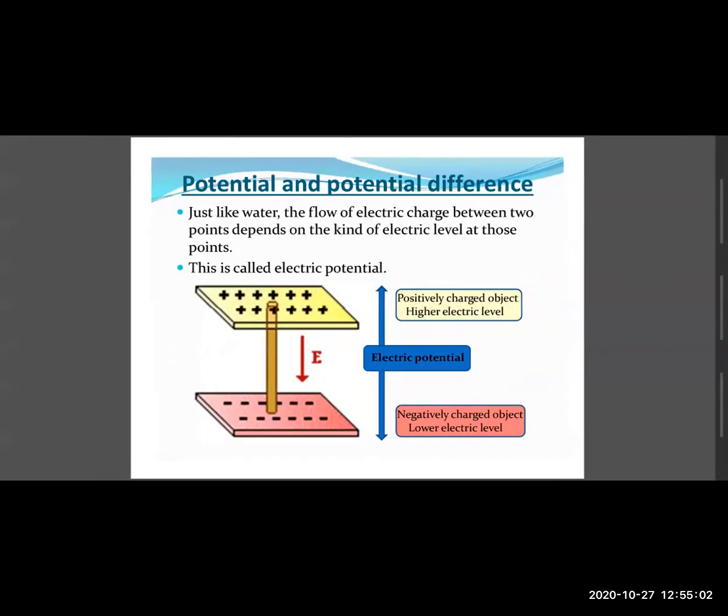Then further, potential and potential difference. Now here we had seen the example of two charged conductors or two charged plates, right? Where the yellow plate was a positive plate and the red plate was the negative plate. So the electricity will always flow from a point of higher potential to a point of lower potential. Now, by convention, the positive terminal is always taken to be the terminal at a higher potential. Okay, so the conventional electricity will always flow from the positive terminal to the negative terminal. Okay, and the difference in levels between these two terminals is the electrical potential.